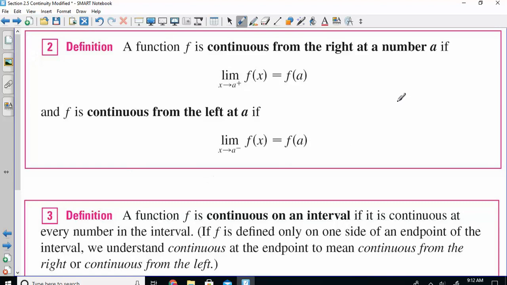It is possible to talk about continuity from the left or the right. Some of these we've said overall they're not continuous, but if you had just gone from one side, that would work. So just like we've done limits from the left and right, you could say they're continuous from the left or the right.